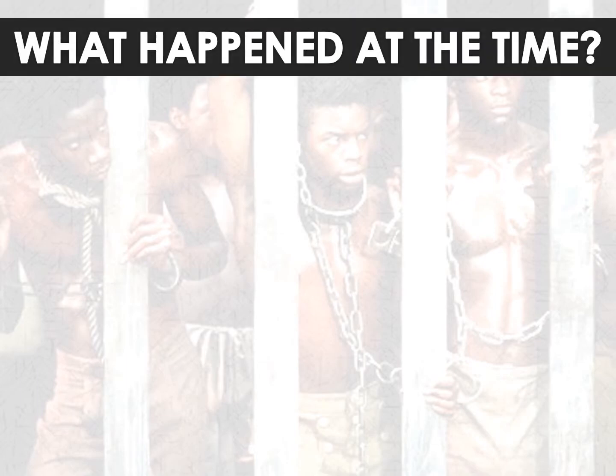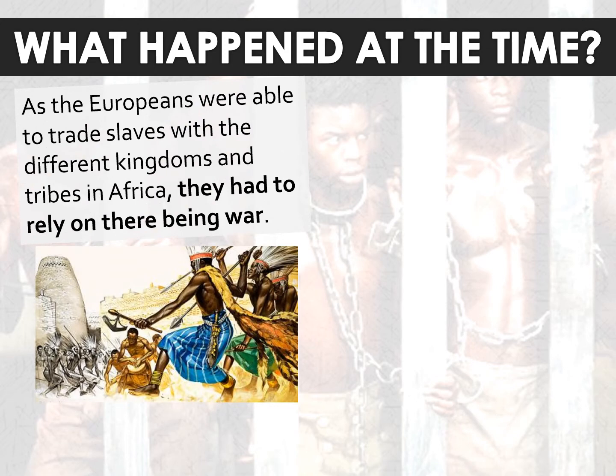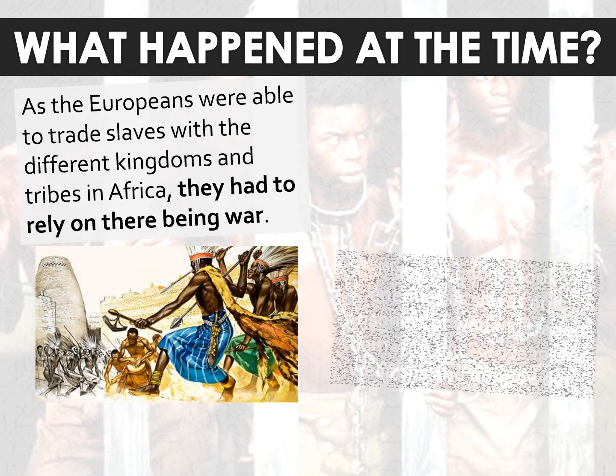So ultimately, what happened at the time? The Europeans were able to trade slaves with the different kingdoms, because this was a normal thing for them to do, and the different tribes in Africa were quite keen to make this trade. They began to rely on there being warfare in order to get the number of supplied bodies that they needed to make the trades with the Europeans.